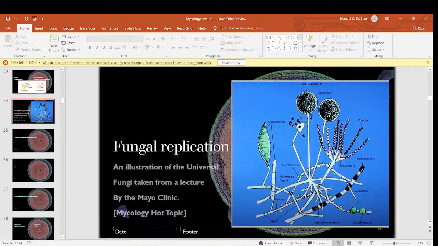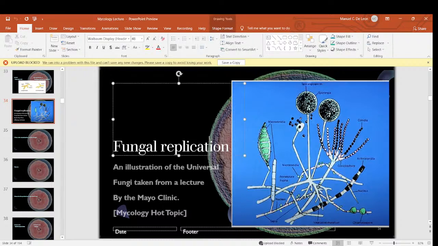So in this picture, can you guys see the picture of the universal fungus? All right, which one of those is produced asexually? There could be more than one, but you can just tell me which one. There is going to be 30 seconds on the clock for you guys. Anybody?